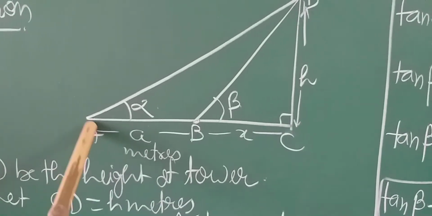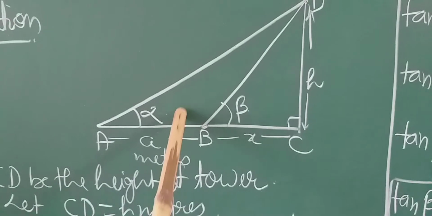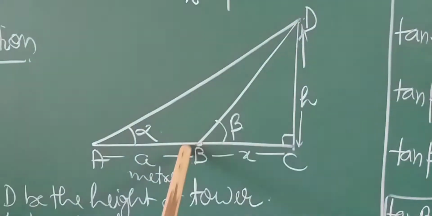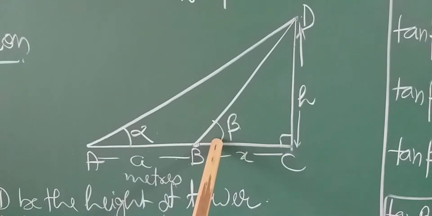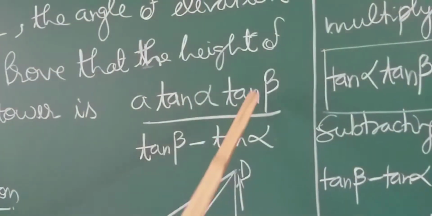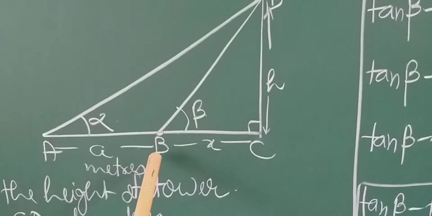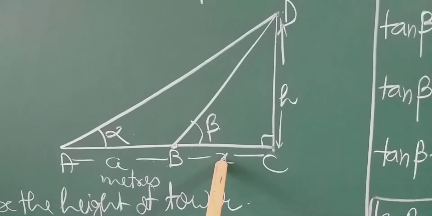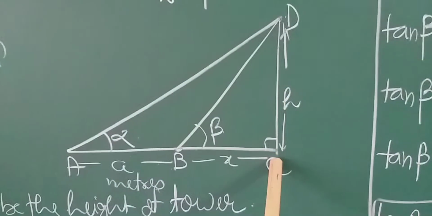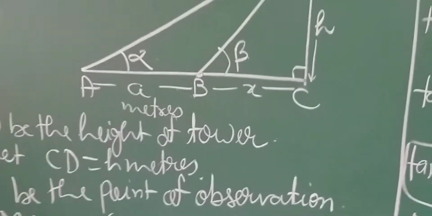Now the person moves a meter towards the tower, and suppose now he is at point B. Angle DBC is given to us, it is beta. Then we have to prove that this is the height of the tower. So let us suppose BC equals x meter, then AC equals a plus x meter, and CD is the height of the tower, h meter. So all this information we have to write.